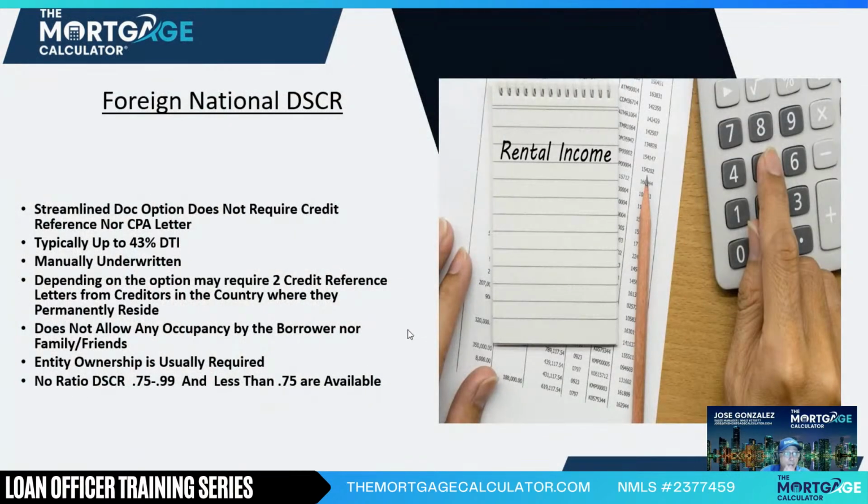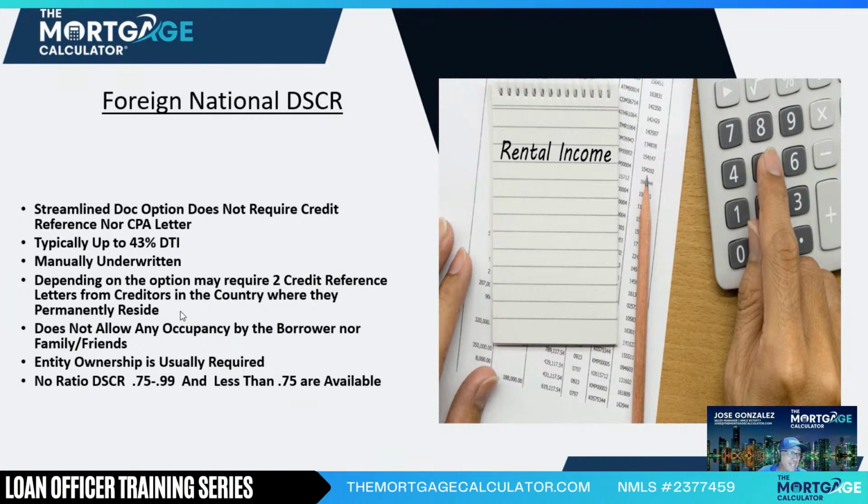Now, what about our DSCR options for foreign national? Well, again, I like to state the streamlined option does not require credit reference nor a CPA letter. Sorry about the typo. It is a manually underwritten loan. Again, depending on which option, because if it's a non-streamlined option for DSCR, we are going to require the 2 credit reference letters from the country where they permanently reside.